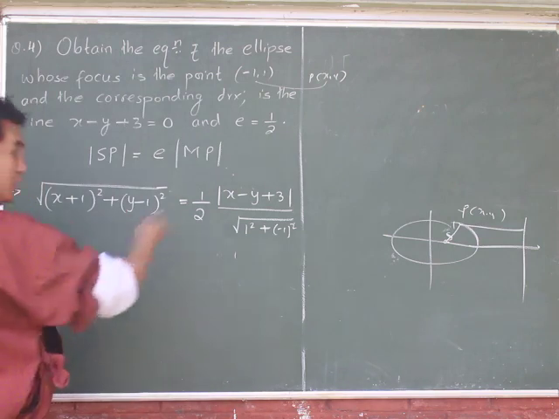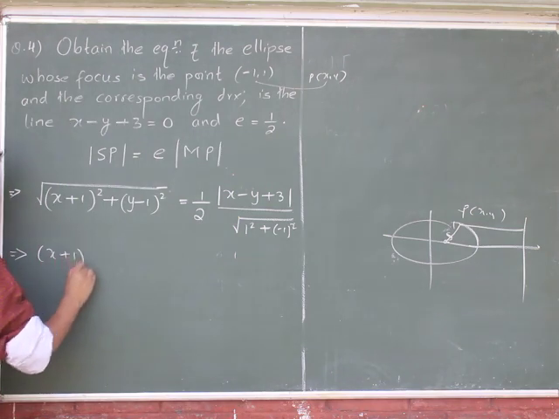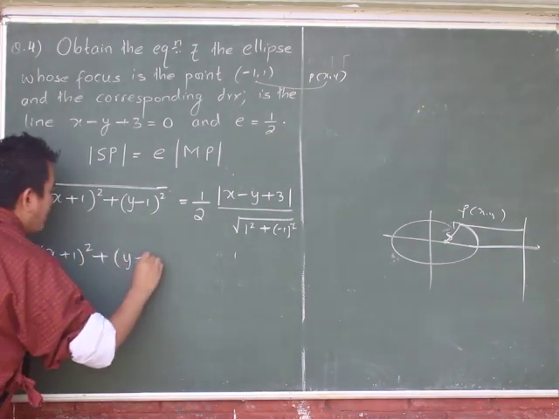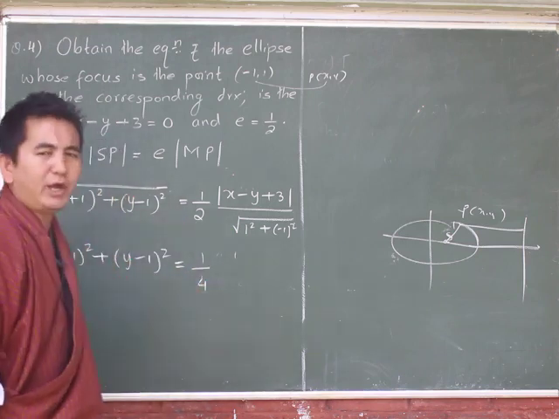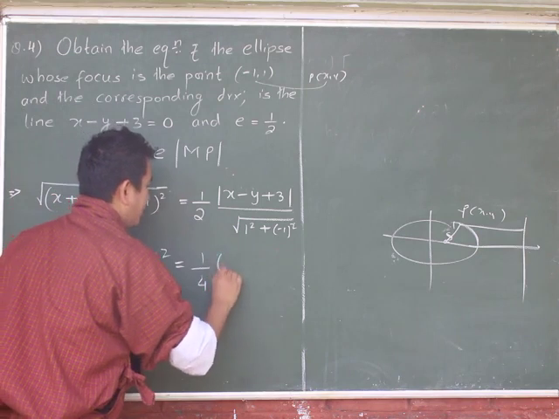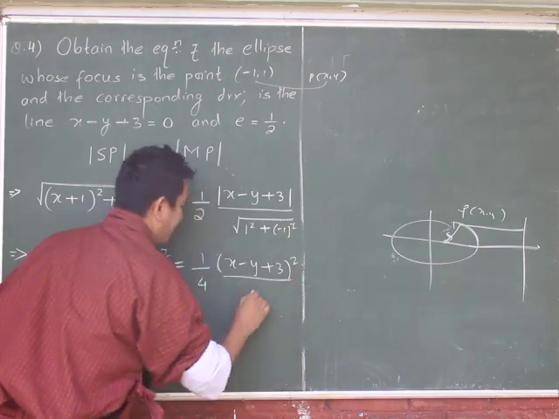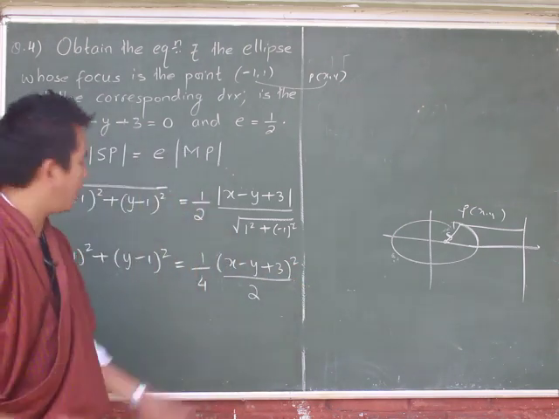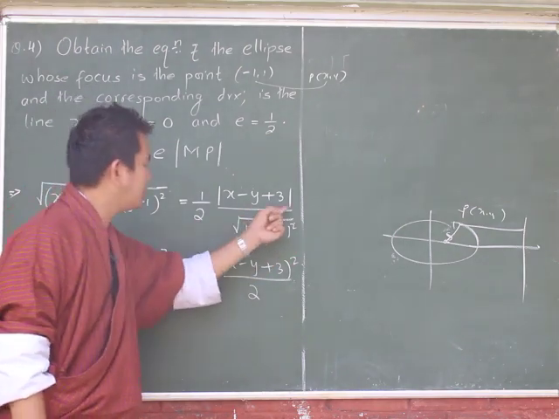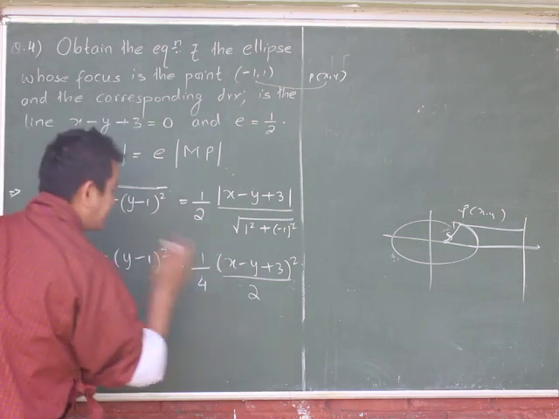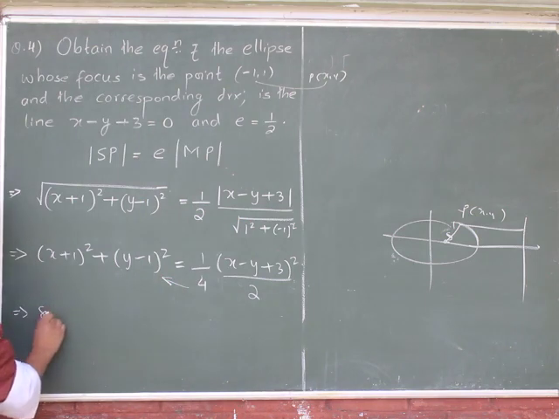Now what you need to do is square on both sides. If I square on both sides, we have (x plus 1) whole square plus (y minus 1) whole square is equal to 1/4. Do you agree? 2 square becomes 1/4. Then we have (x minus y plus 3) whole square divided by 2. 1 square is 1, negative 1 square is 1, 1 plus 1 becomes 2, and the square root and square get cancelled. 4 times 2 becomes 8, and please cross multiply, bring 8 here.